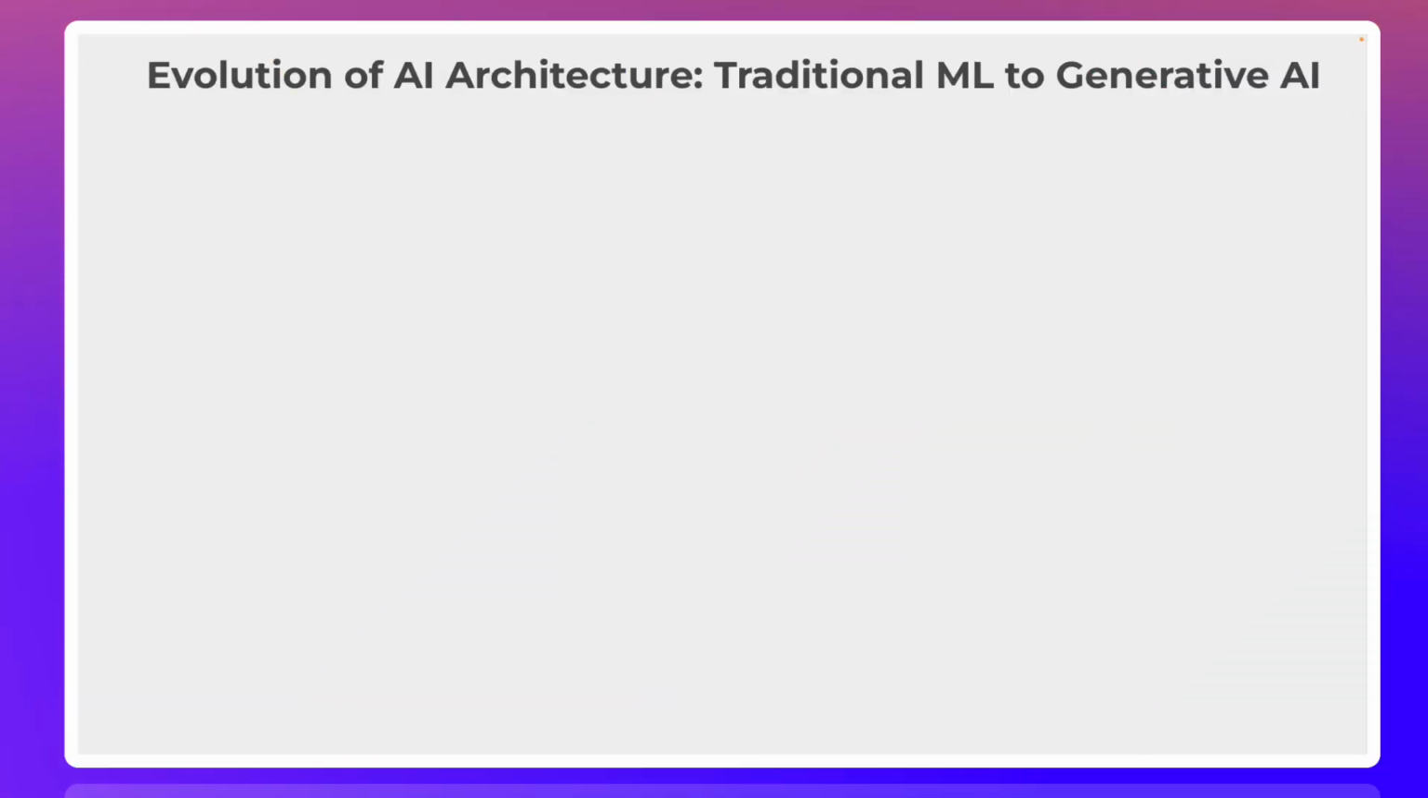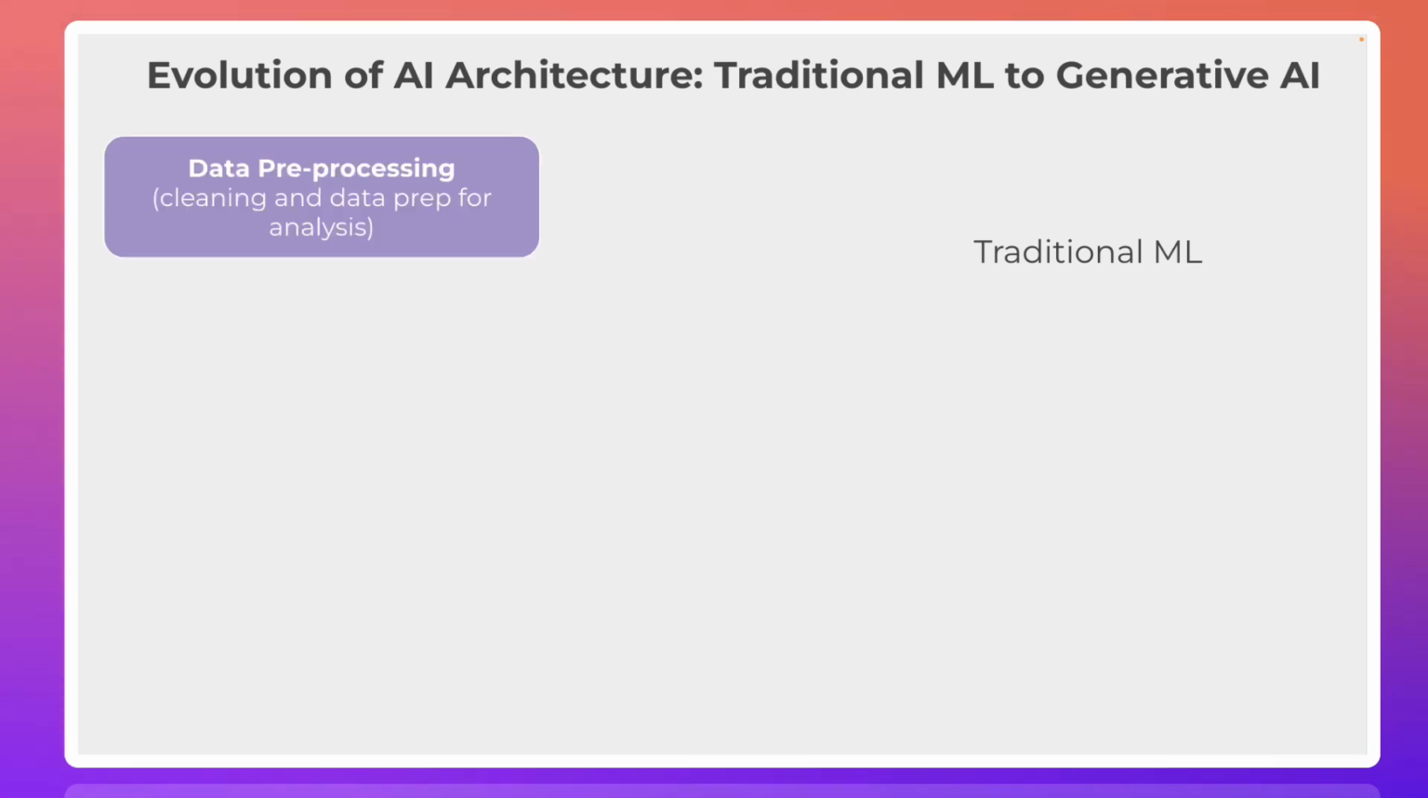So we're going to look at traditional machine learning compared to what we have now, generative AI. In traditional machine learning, the process typically involves a few steps. The first step is data pre-processing. This is where the cleaning and preparation of data for analysis happens, for instance, removing duplicates, handling missing values, and so forth. This pre-processing ensures that the data is in a usable format for training.